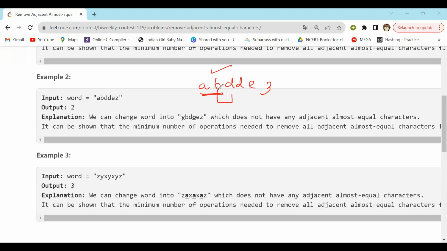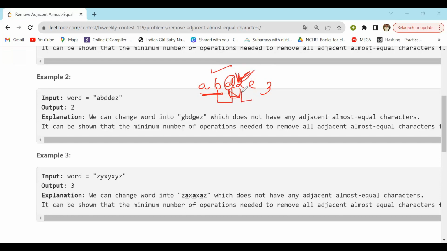Going ahead. B, D. Are they the same? Are they almost equal? No, not almost equal. D, D. Are they almost equal? Yeah, they're almost equal. Now, was this one changed before? No, this one never changed. So we should change here because they are almost equal. Which one should we change? Obviously the second one because the first one was never changed. We change this one. No other option, right?